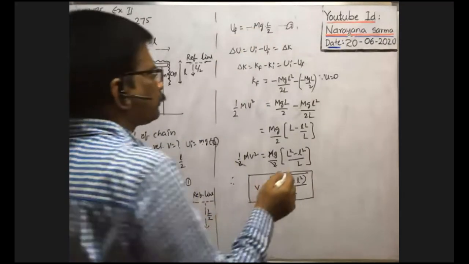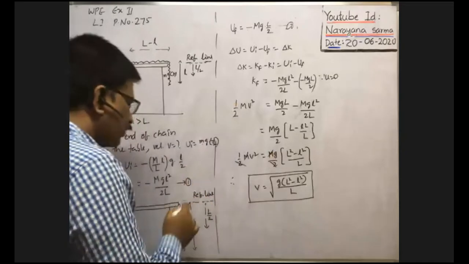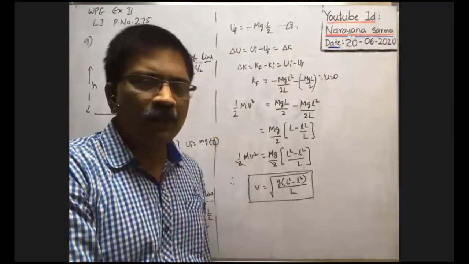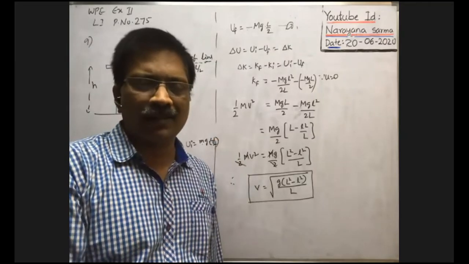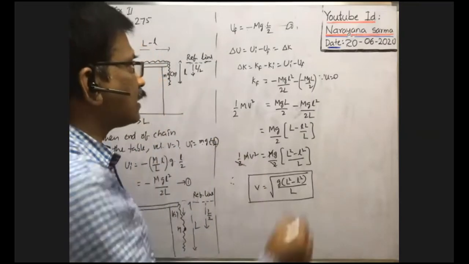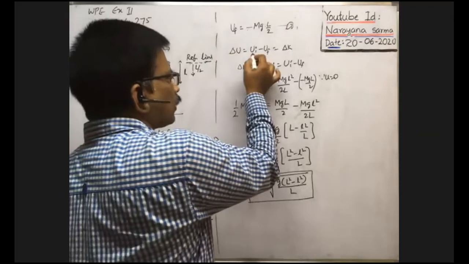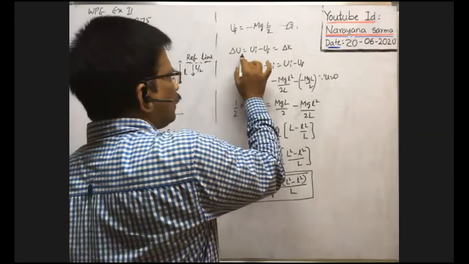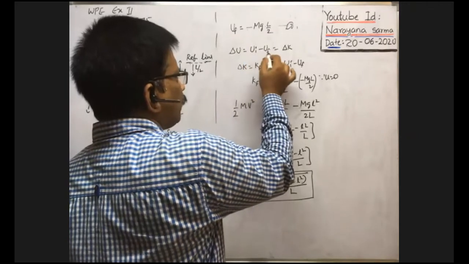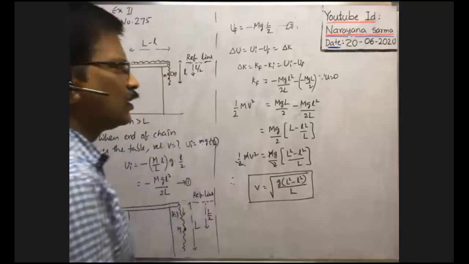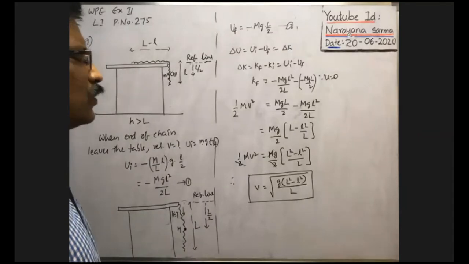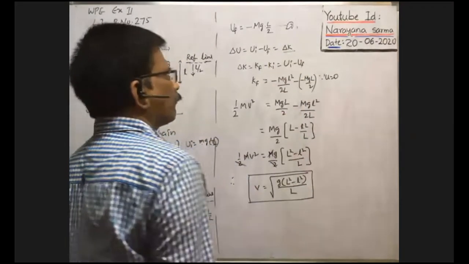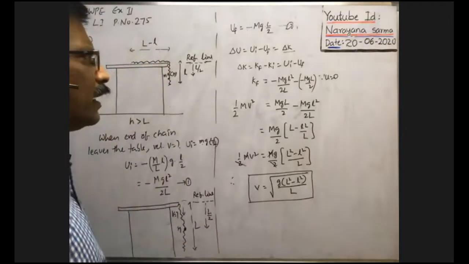Now, whenever the chain falls down, as it comes down, the potential energy is always lost when the body comes down. That's why the loss of potential energy is, no doubt, because the initial potential energy is greater. So the loss of potential energy is equal to initial potential energy minus final potential energy. That is equal to the loss of potential energy, which is equal to the gain in kinetic energy.